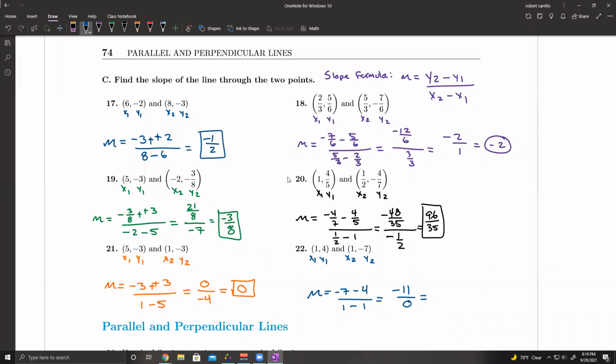No, you can never have a 0 in the denominator. So our answer is undefined. 0 can never, ever be in your denominator. So remember this, guys: 0 over any number is 0. Any number over 0 is always undefined.